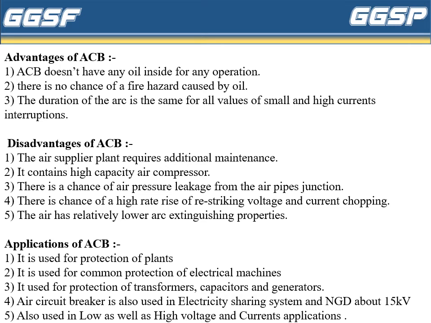Then some applications of air circuit breakers. It is used for protection of plants. It is used for common protection of electrical machines. It is used for protection of transformers, capacitors and generators. Air circuit breaker is also used in electricity distribution systems up to about 10,000 volts. It is also used in low as well as high voltage current applications.